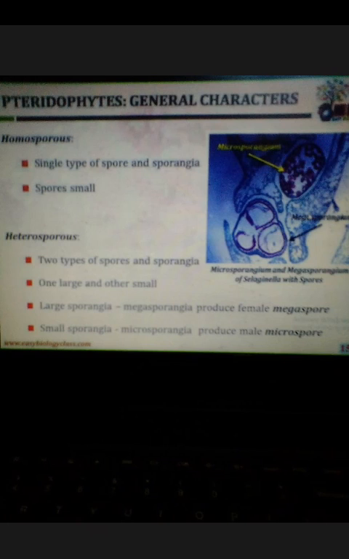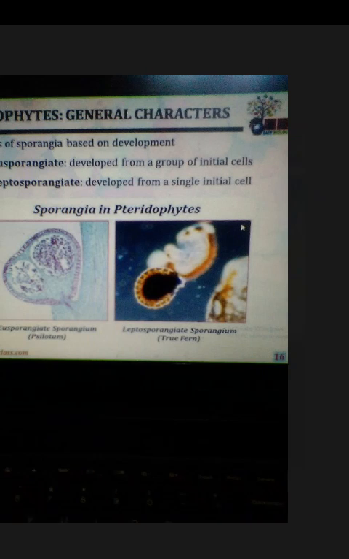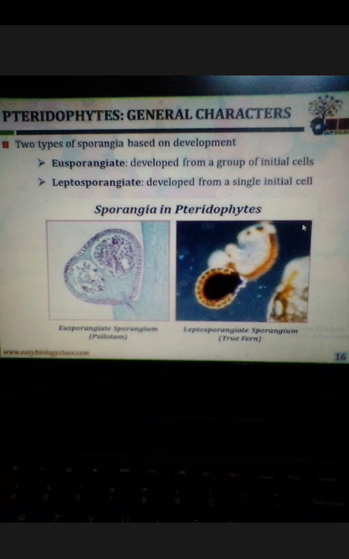So homosporous are those pteridophytes which have a single type of spores and sporangia, and their spores are small, whereas heterosporous have two different types of spores and sporangia. One spore will be small and the other will be large. The large spores are known as megaspores, which are encapsulated in the megasporangium, whereas small spores, which are microspores, are produced in microsporangia. Okay, so these are the two different types of plant groups on the basis of spores.